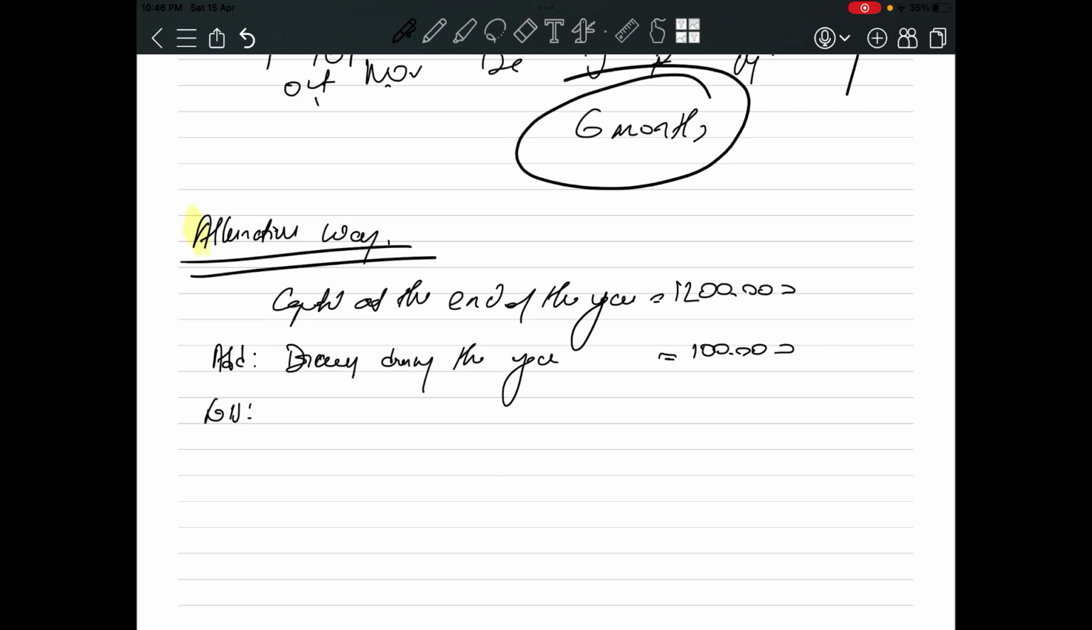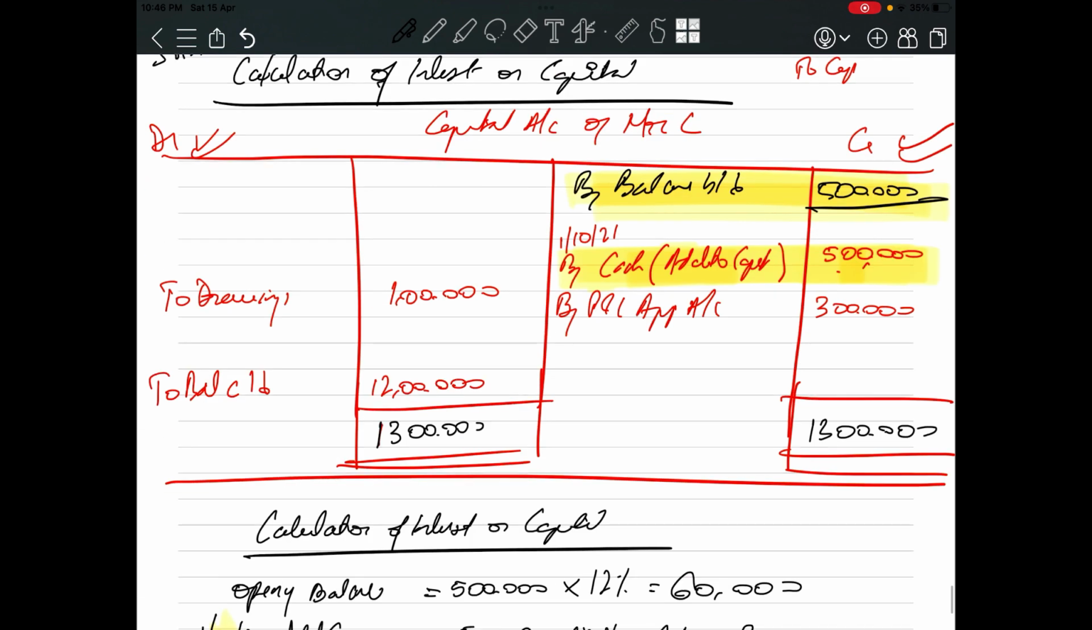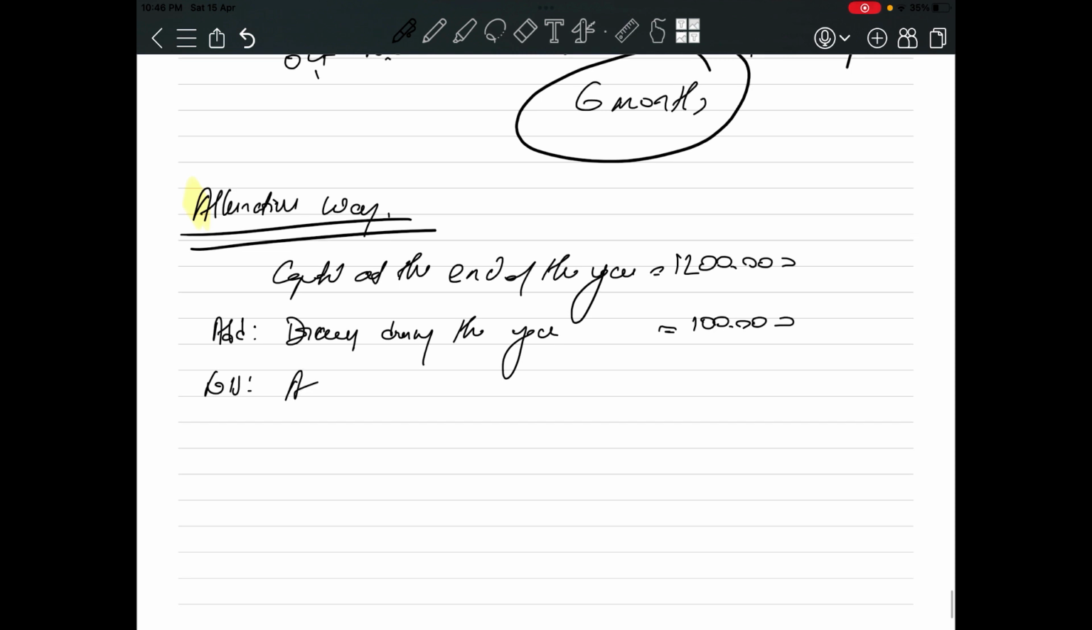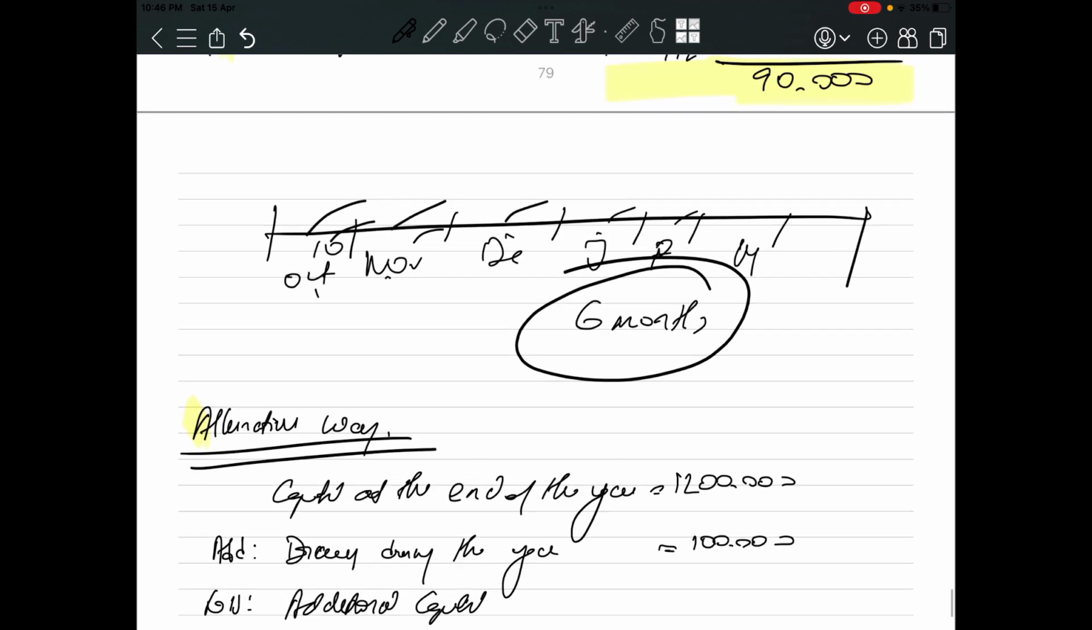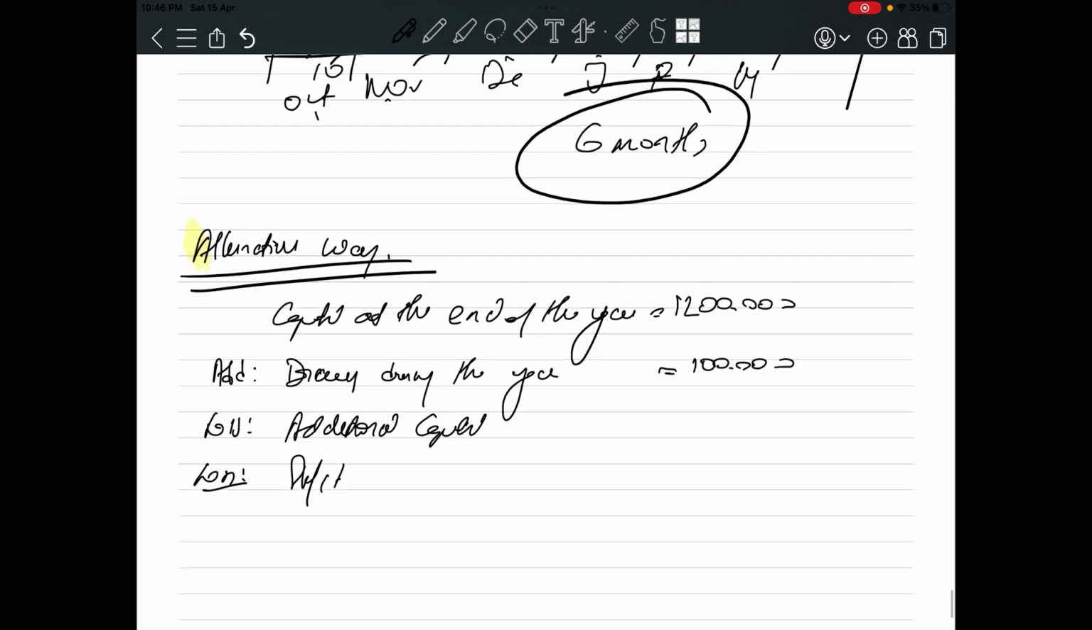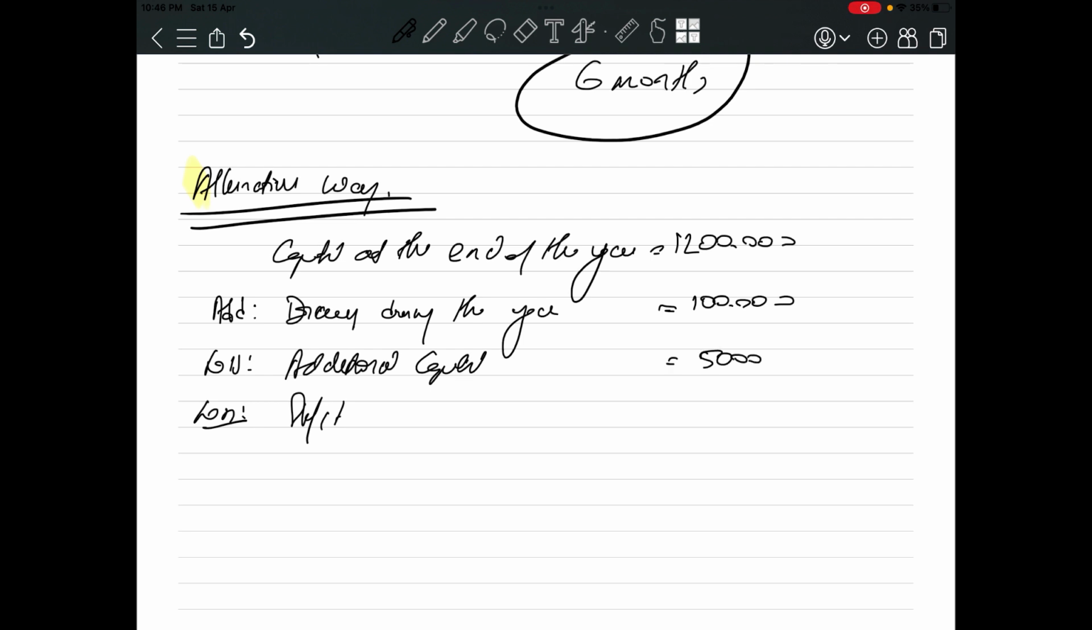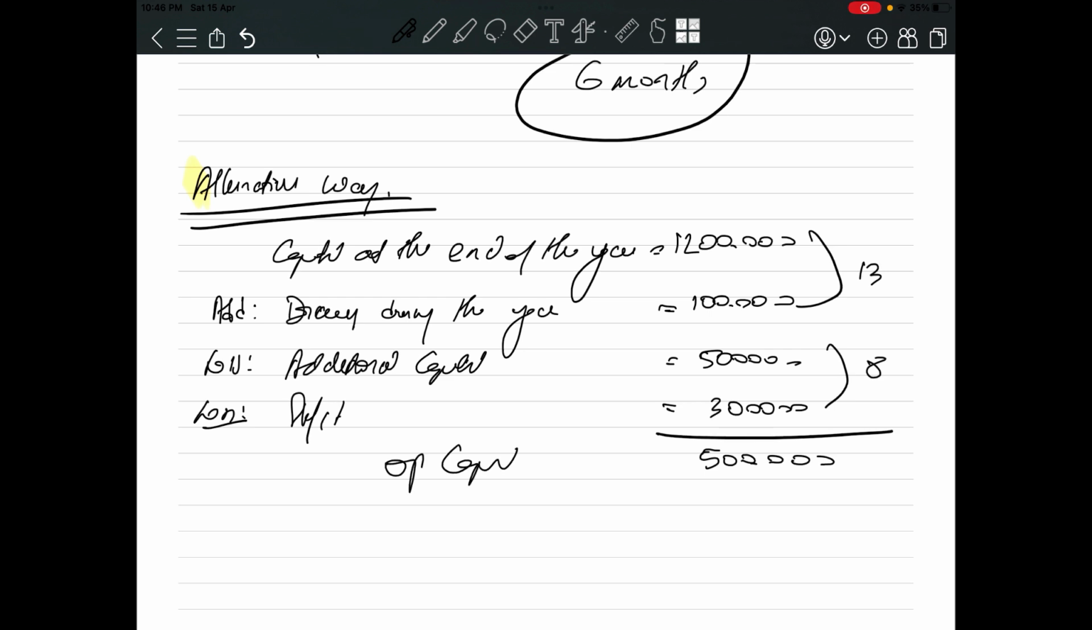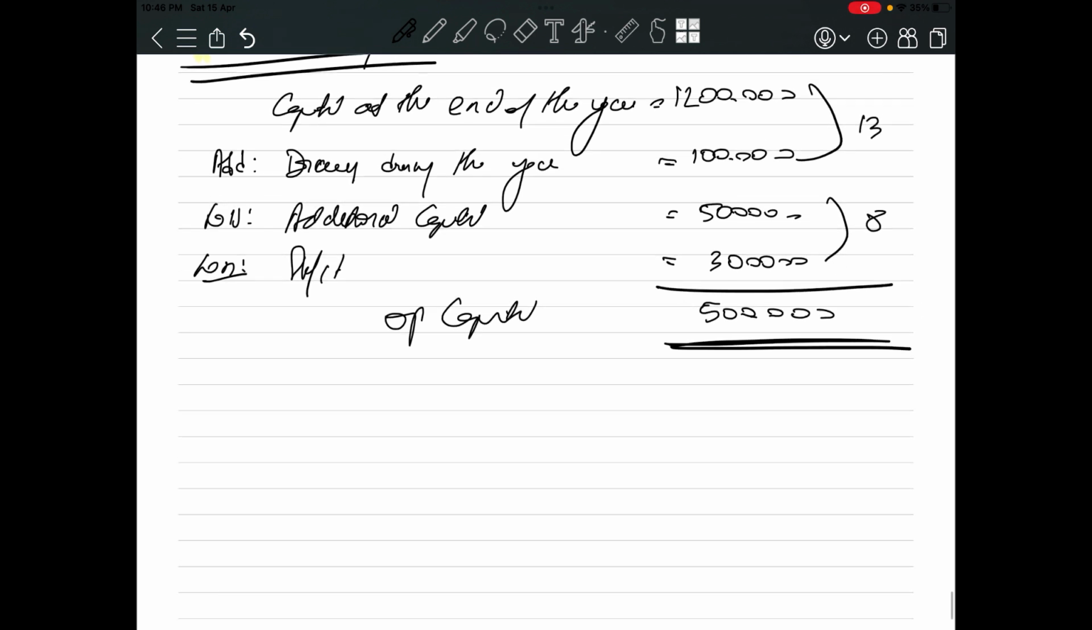Less. What will be less? We will less additional capital and profits. What is the additional capital? 5 lakhs and 3 lakhs. Okay, 5 lakhs and 3 lakhs. So see, 5 plus 3 is 8, 13 minus 8 is 5 lakhs. Okay, you find your opening capital. Now interest will be calculated on opening capital and the additional capital.